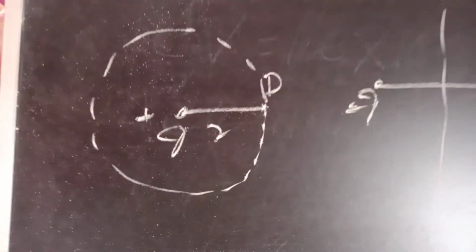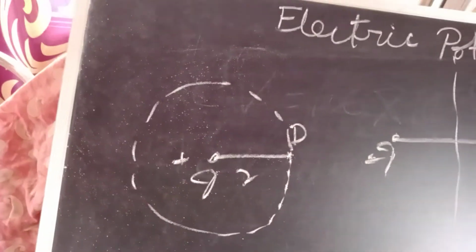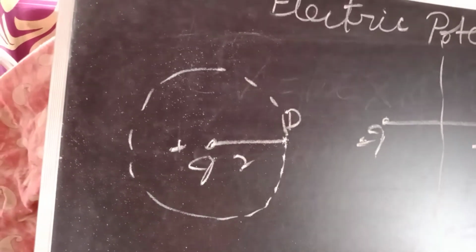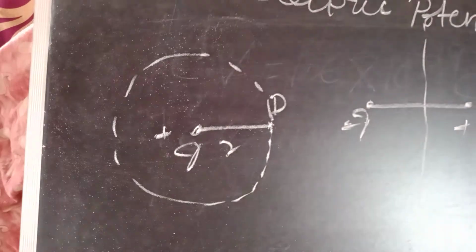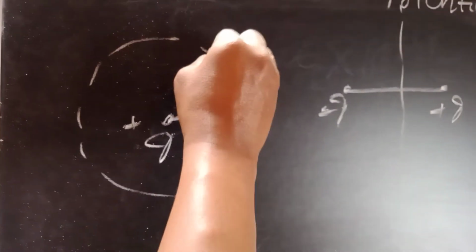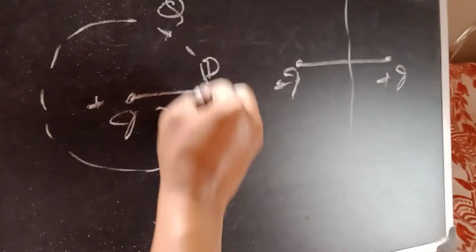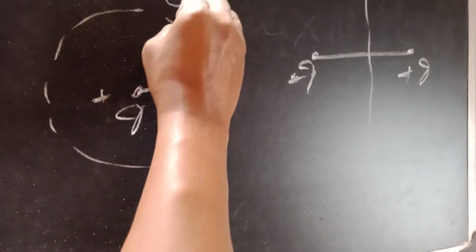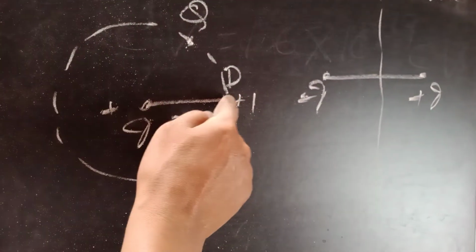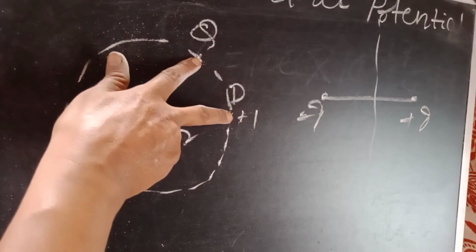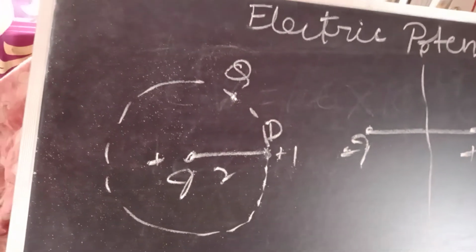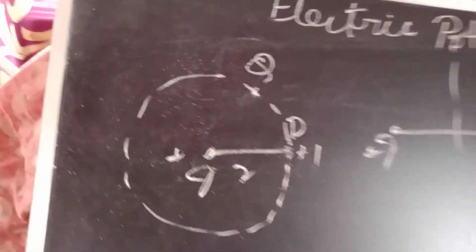Now there are some characteristics of the equipotential surface. If we move a point charge, a unit charge or anything, on the equipotential surface, no work is done, because there is no potential difference. The potential at point P is the same as at point Q. So to move a charge from P to Q, no work is to be done. That is number 1.